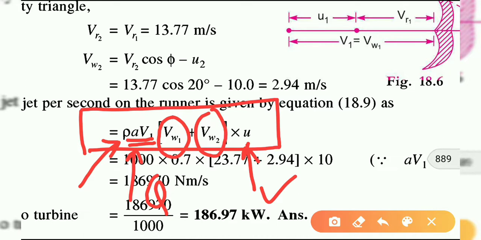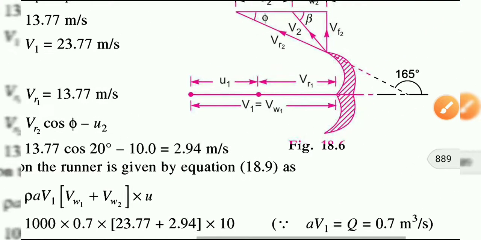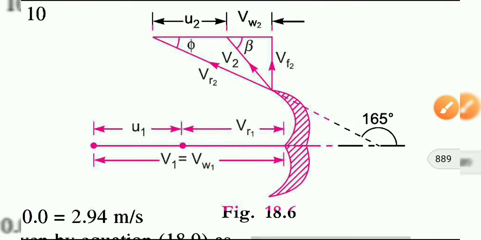So what is this VW1? VW1 is the velocity of whirl at the inlet, and VW2 is the velocity of whirl at the outlet. So these are the x components of the main force, which can be seen from this diagram.